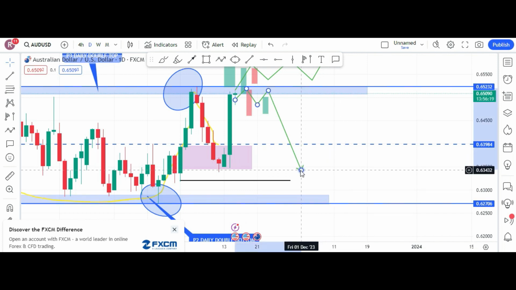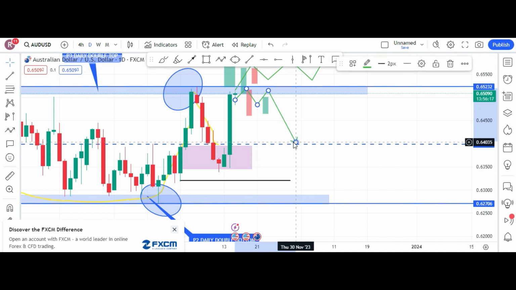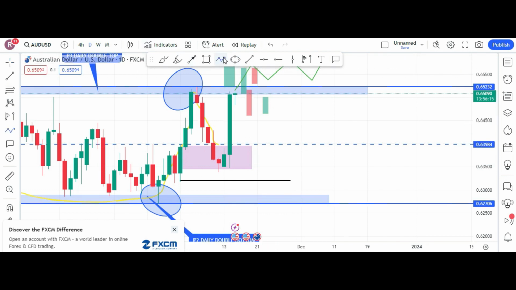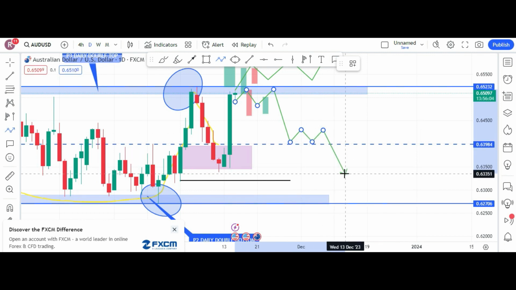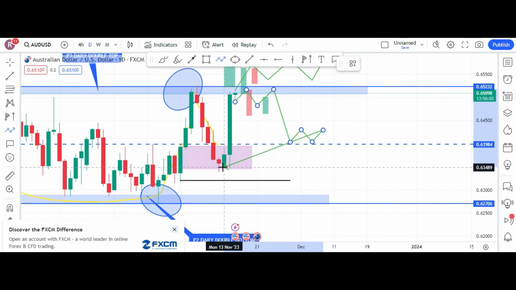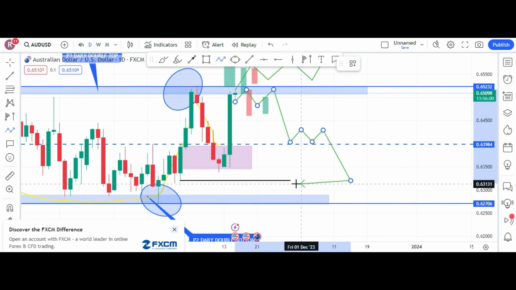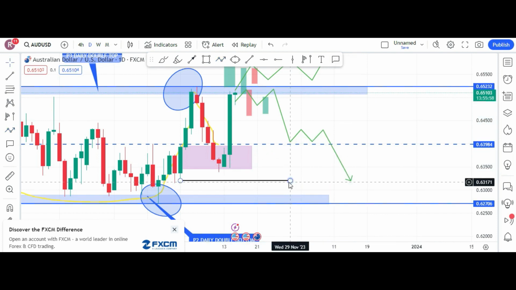Or maybe I should draw it a little bit more realistically, so you guys can understand. It will come here, retest, and then maybe it will come here. Normally it will come here, this line. This guy is a very strong guy. This is the area it should come and retest.